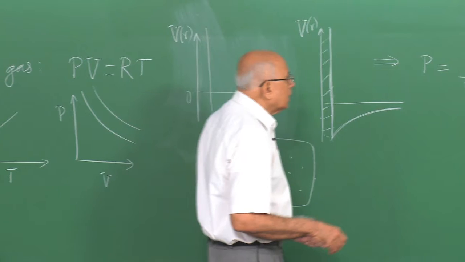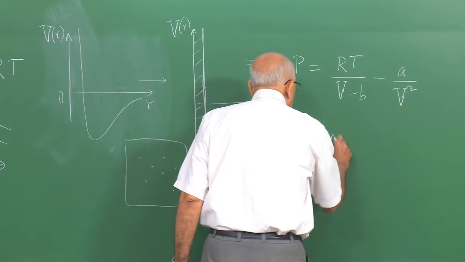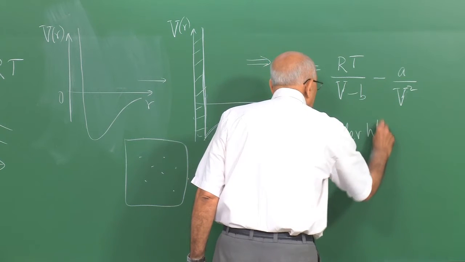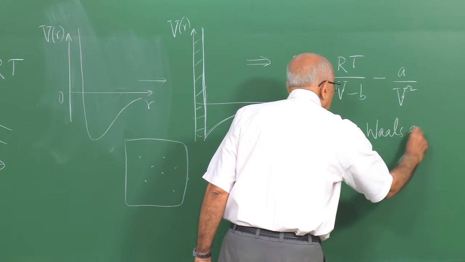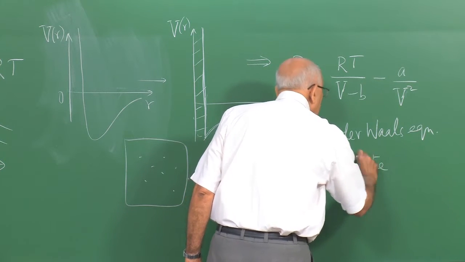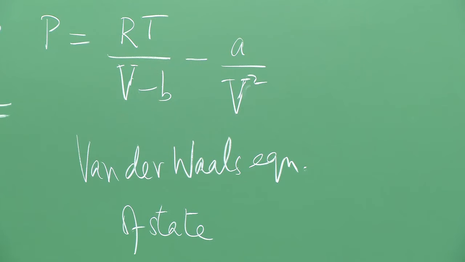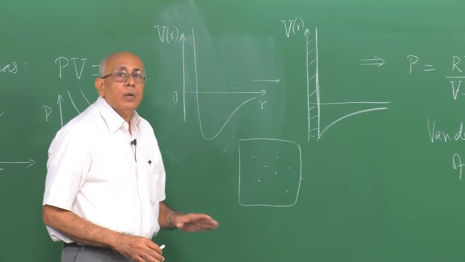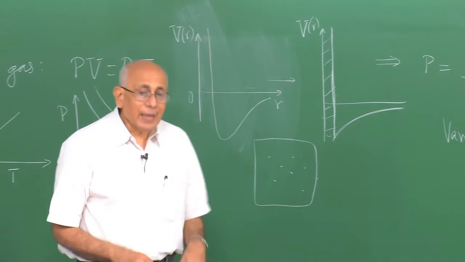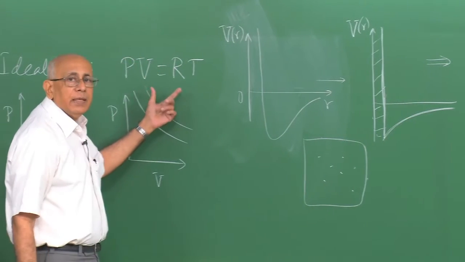What we need to see is that this gas law, the famous van der Waals equation of state, with A and B certain positive constants, is what we would like to work with as a correction to, as an improvement upon, the ideal gas equation of state.